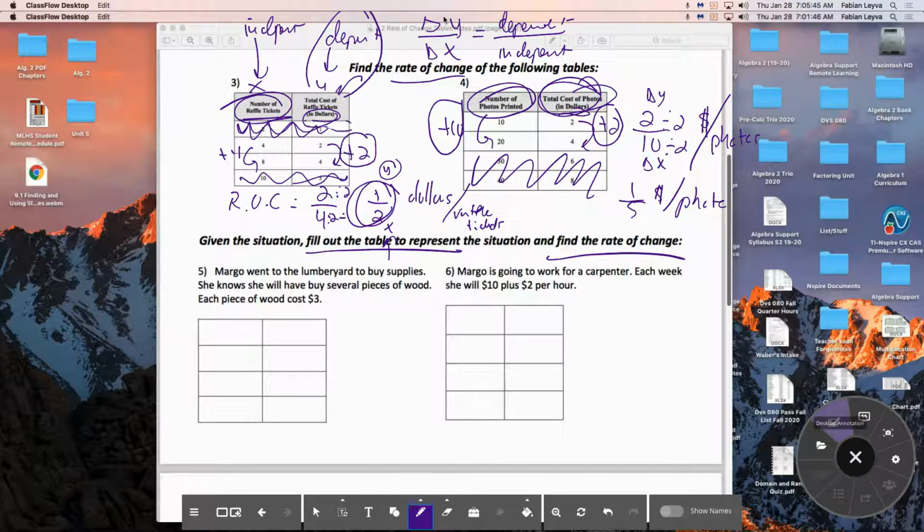She knows she will have to buy several pieces of wood. Each piece of wood costs $3. So again, notice that you have wood, you have dollars. Which one depends on which one? If you go to the store, do they really set a limit on how much you spend? No, that's independent. You can go to the store with whatever you want. The number of wood is what you choose.